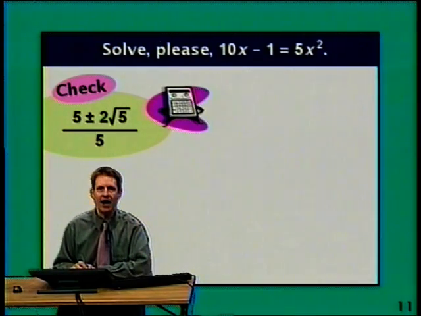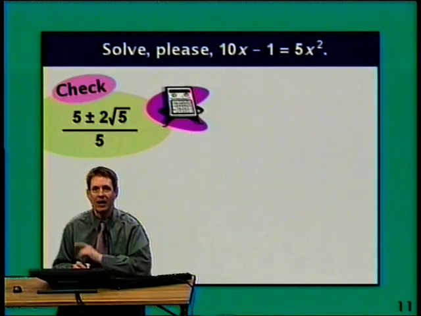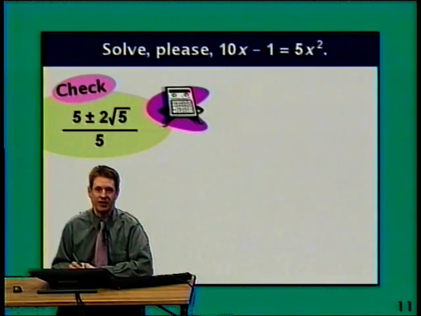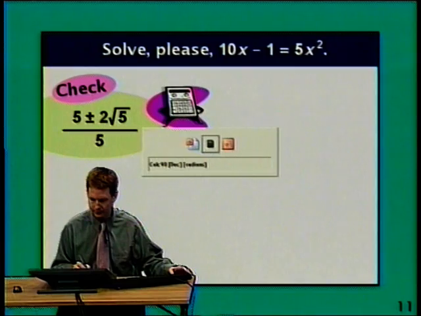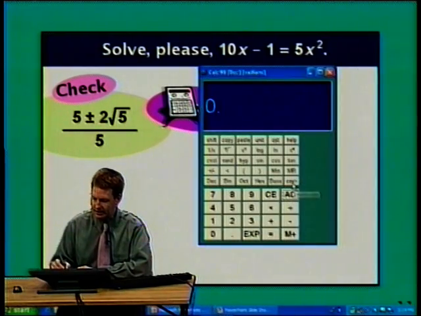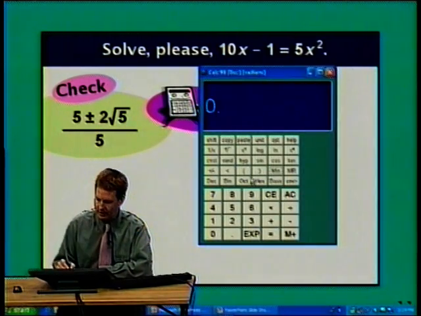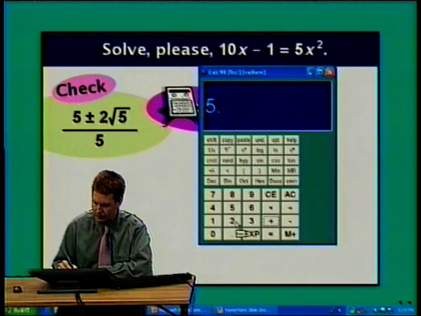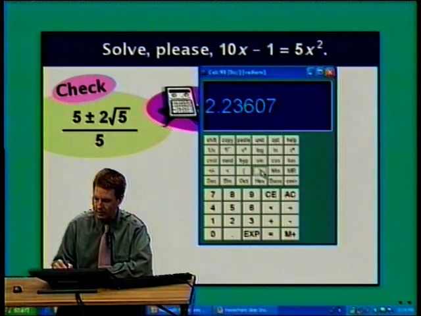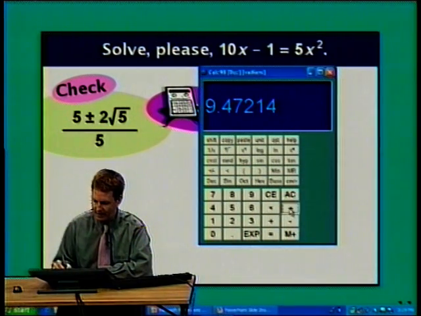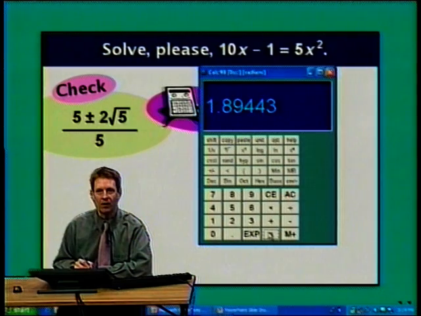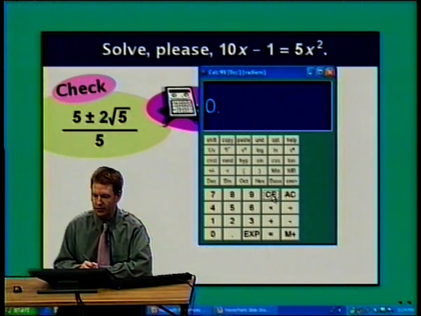So now we need to check 5 plus or minus 2 radical 5 all over 5. I'll do one of them and leave the other check for you. So I need to clear my calculator's memory. In parentheses, I need to find 5 plus 2 times 5, take its square root, done with the numerator, divided by 5 equals, dump that number into the calculator's memory, clear the screen.